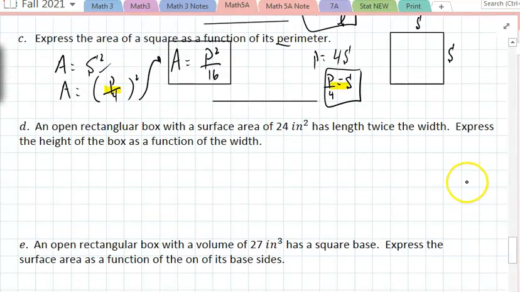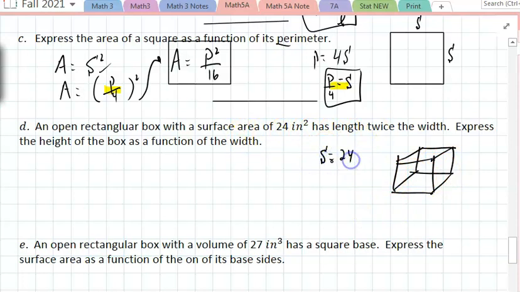An open rectangular box, one of those, it's open. Whether it's open or not, that affects only the area or surface area. It doesn't affect the volume. It has a surface area, well, here we go, of 24 square inches. It has the length to be twice the width. Whatever the width is, let's call it X. The length is twice that. And let's call the height Y. Express the height of the box as a function of the width.